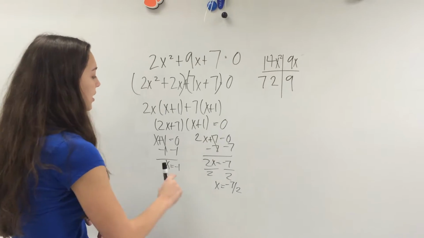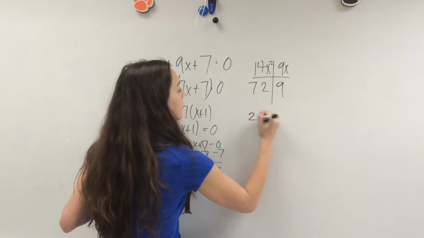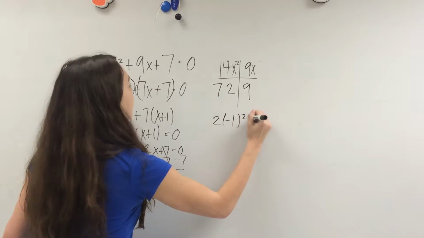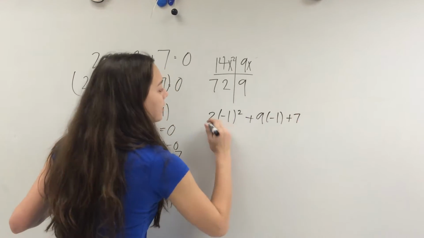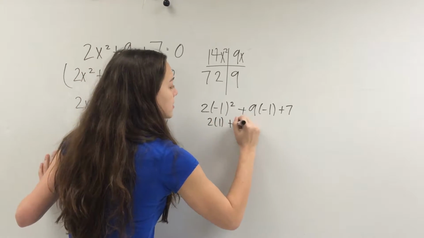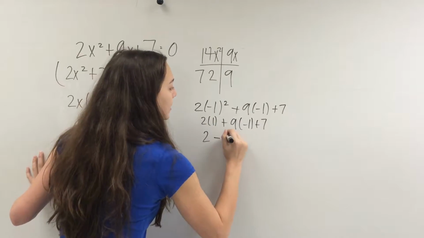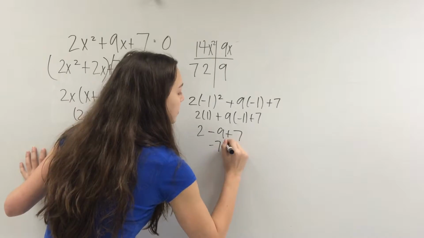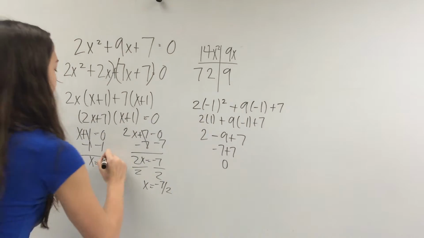So by doing this, you plug in the negative 1 and the negative 7 halves for x. So 2 times negative 1 squared plus 9 times negative 1 plus 7. Negative 1 squared is 1, so it's just 2 times 1 plus 9 times negative 1 plus 7. And then 2 minus 9 plus 7. 2 minus 9 is negative 7 plus 7 equals 0. And because it's set to 0, it equals 0, so that's correct.